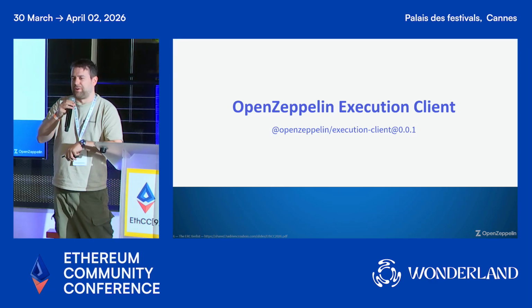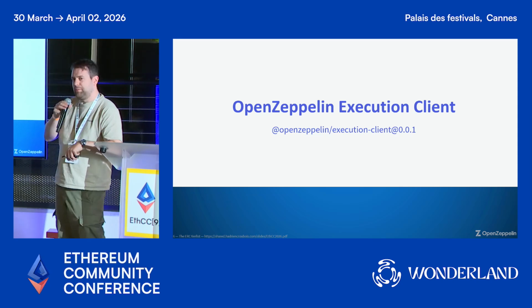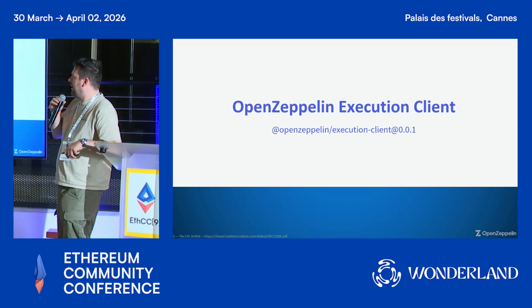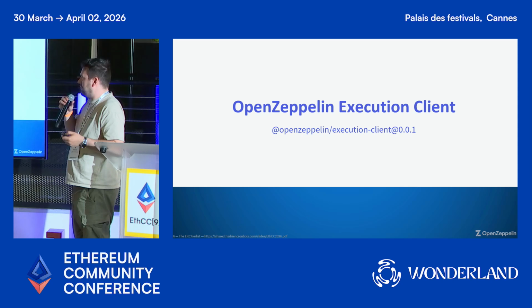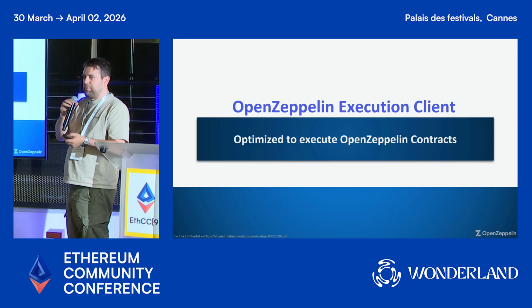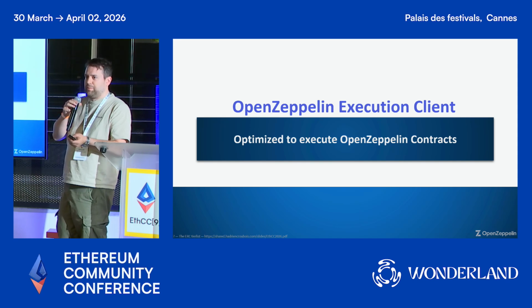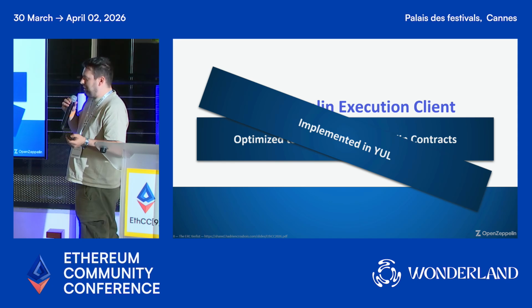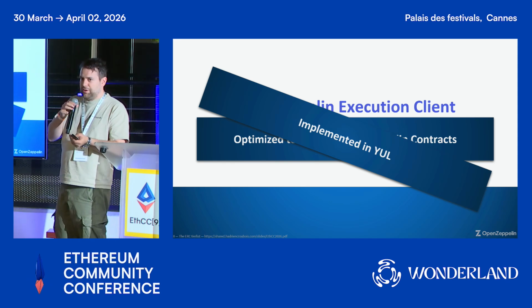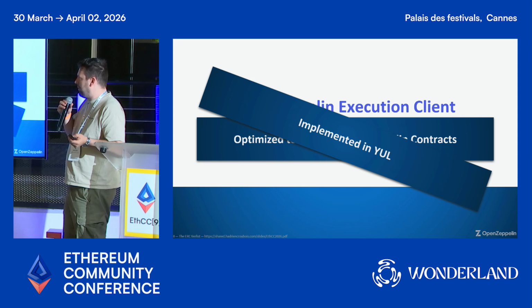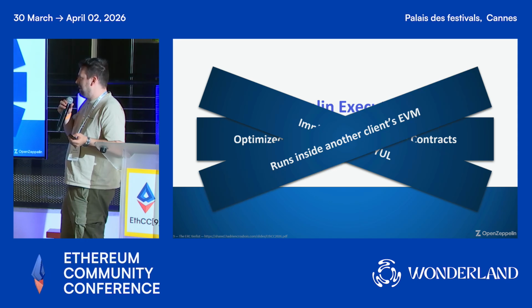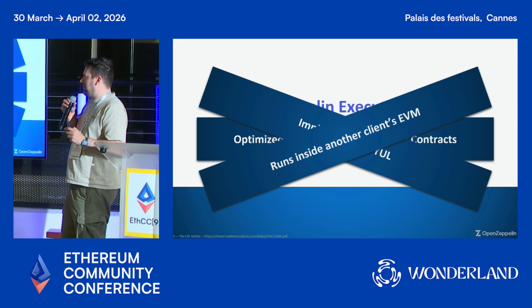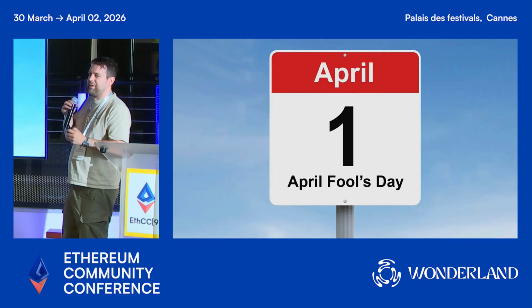So I'm very, very proud to announce today that OpenZeppelin wants to be part of this core dev endeavor. And in order to do so, we just launched our new execution client. And obviously, being OpenZeppelin, we will optimize our client to be more effective at running OpenZeppelin contracts. And because we are smart contract developers, we are writing it in Yul, which is quite interesting for us because it means that our client needs to run inside another client. No, we are not going to do that.